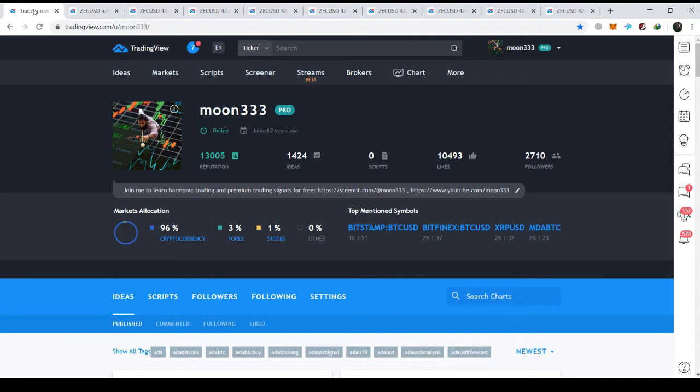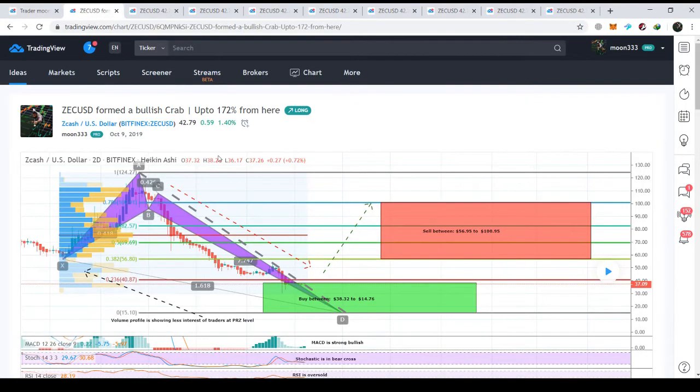So let's move to the live chart. First of all, we will have some recap before moving to the live chart. This was the chart that I've shared with you guys in the month of October, when the price action of Zcash formed a bullish crab pattern on the 2-day chart. And as per the Fibonacci sequence, I predicted that the price action will take a bullish divergence from this potential reversal zone that starts from 1.27 up to 1.618 Fibonacci level. And it should enter in this Fibonacci projection of the A to D leg.